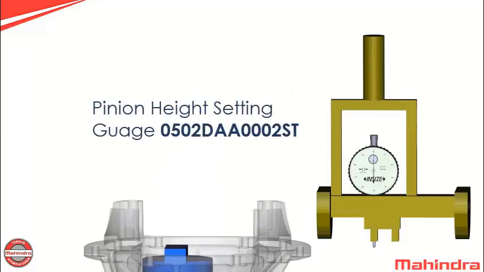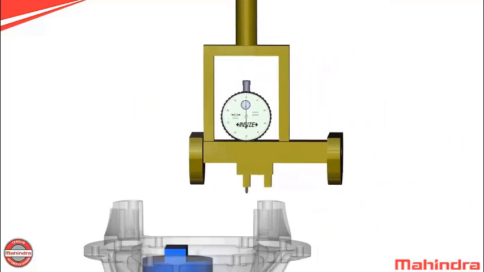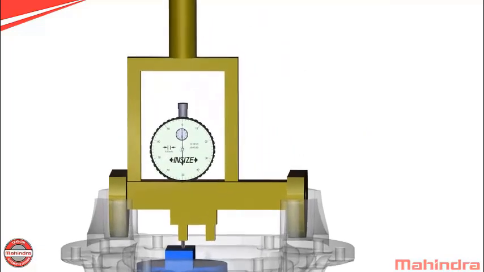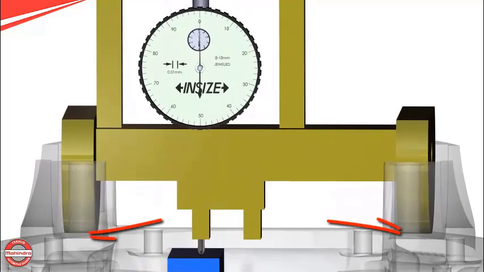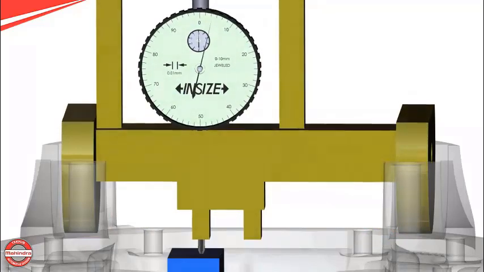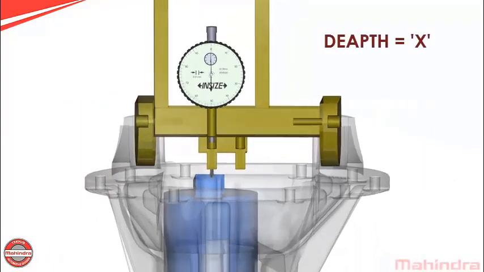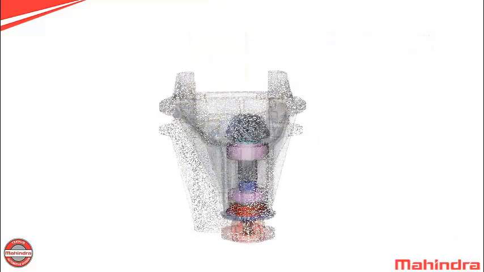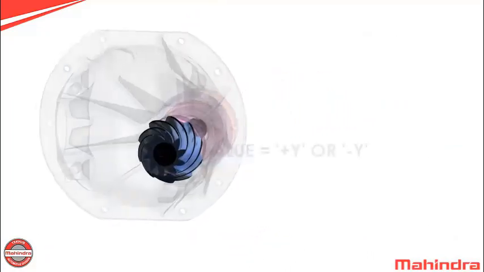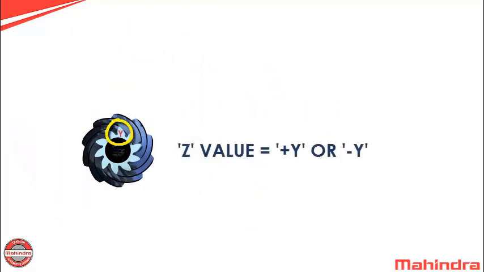This is a pinion height setting gauge 0502 DAA 0002 ST. Place this gauge on the top of the pinion height master block in the crown wheel bore. Ensure that no gap exists between carrier surface and height setting gauge. Calculate the actual depth reading in dial gauge. Note down this reading, say X. Also note the Z value etched on the existing pinion, say plus Y or minus Y.